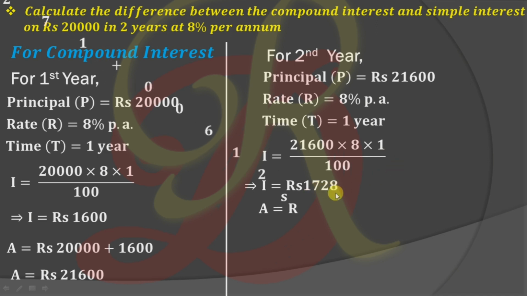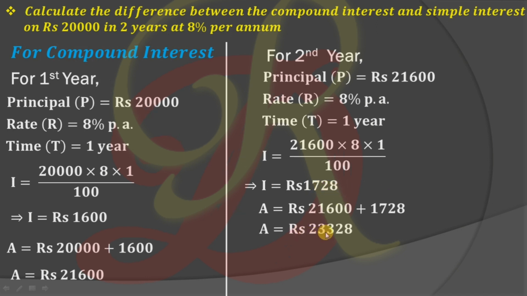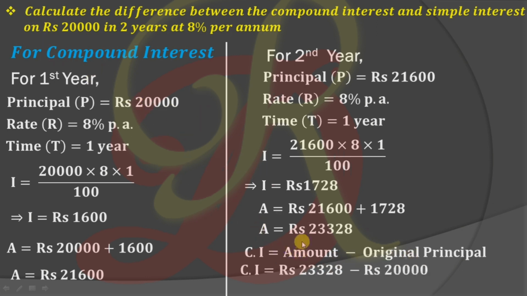So amount at the end of second year is equals to 21,600 plus interest 1,728, which is equals to rupees 23,328. But I need to calculate the compound interest. So compound interest is equals to amount minus original principal, that is 23,328 minus rupees 20,000, which is equals to 3,328. That is the value of compound interest, 3,328. Now we need to calculate the simple interest.